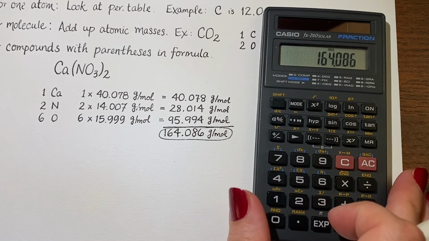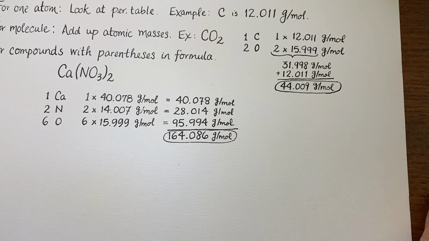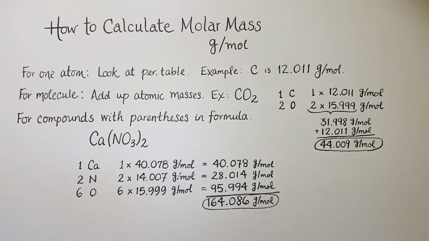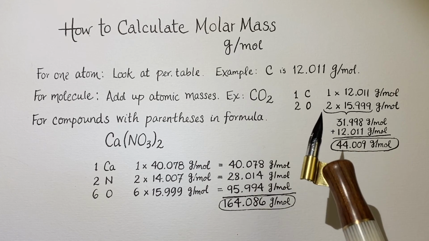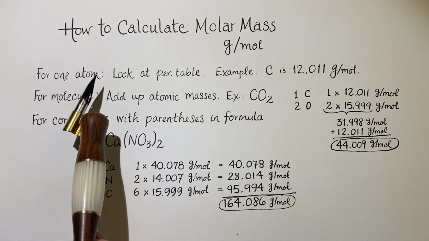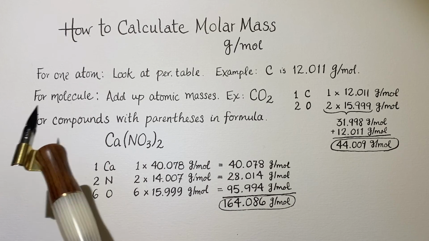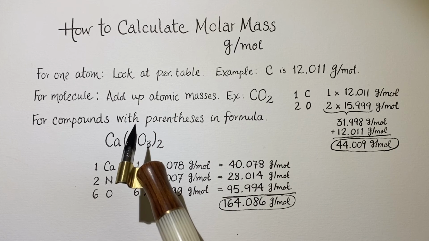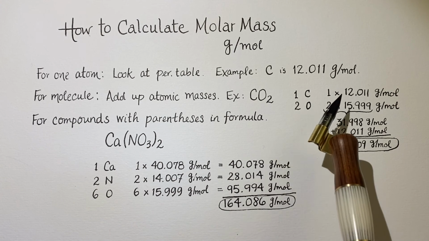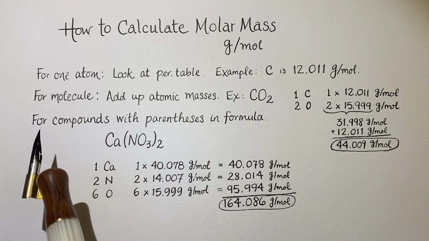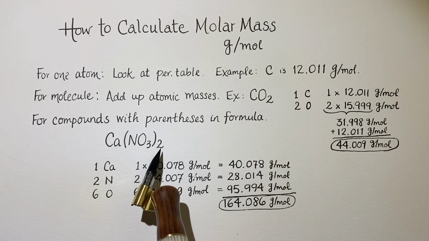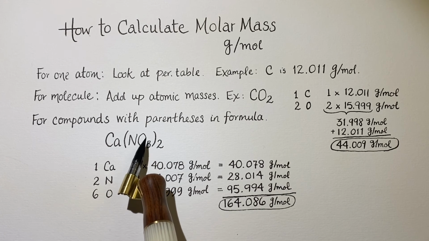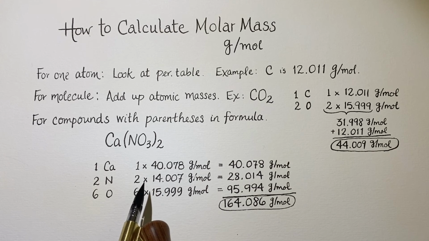So these are the 3 main types of problems that you can see with calculating molar mass. Either if you have an element that only has one atom, that's the easiest one, directly from the periodic table. If it's a molecule, you add them up. And then if you have a compound with parentheses, just be sure that you take note of the value that's there, your subscript, and that you multiply it through times all of the atoms that are inside there. Okay.